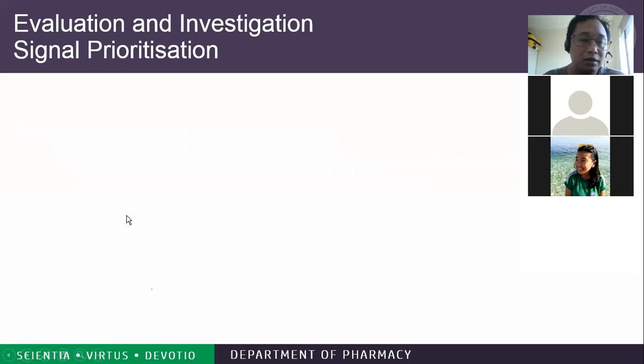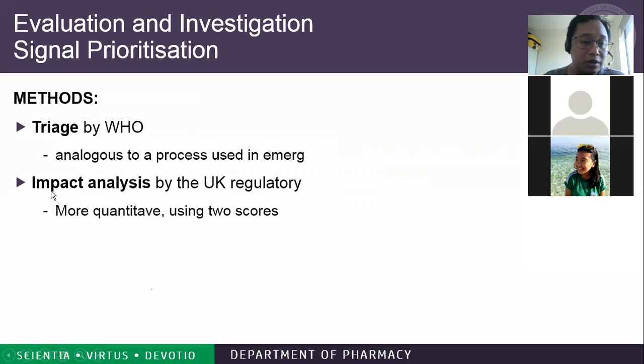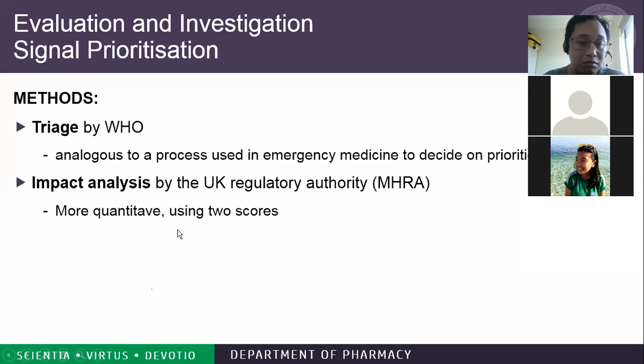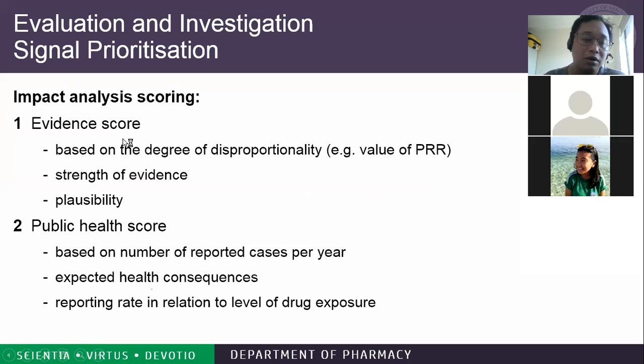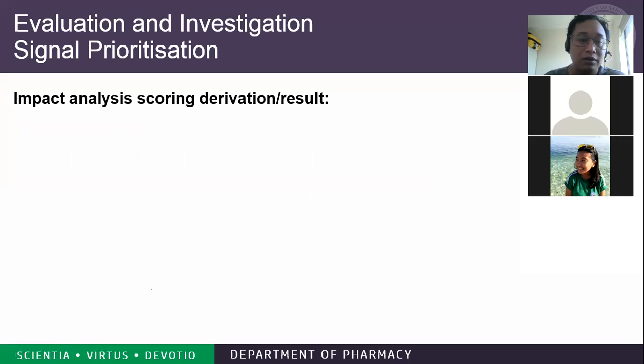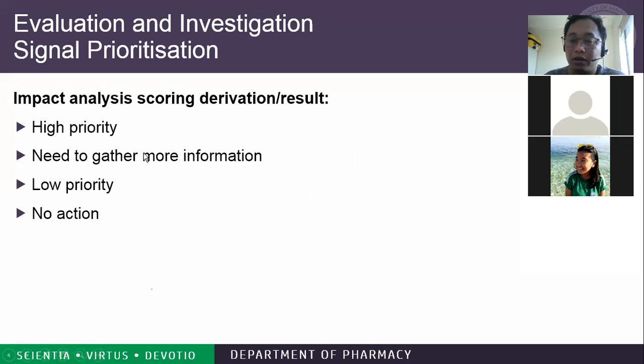And after that, for the impact analysis, the regulator may use the evidence score and also the public health score. And if they find that it is important, they can classify it into 4 different levels. The high priority; need to gather more information, so they will continue the analysis by waiting for more data to come; low priority; and no action.